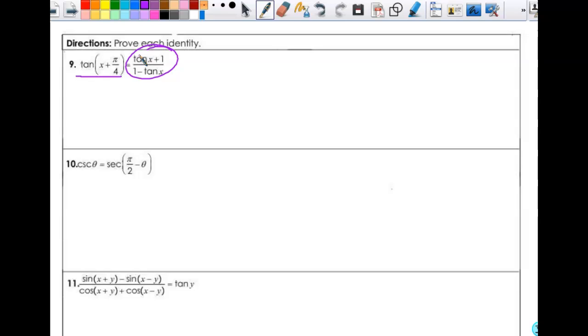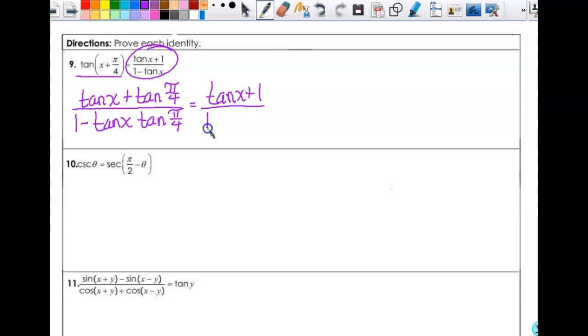Okay? So I have a tangent. The sum of angles identity, the tangent of a plus b, right? So my a and b are x and pi fourths, and I'm just going to substitute it directly into this identity. That'll give me the tangent of x, that's my a, plus tangent of pi fourths, that's my b, over 1 minus tangent x times the tangent of pi fourths. Okay, and that's supposed to equal tangent of x plus 1 over 1 minus tangent x.